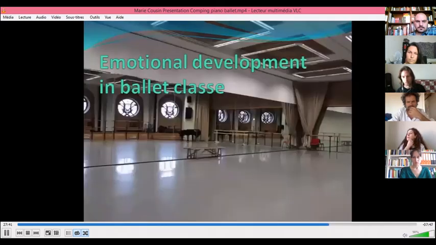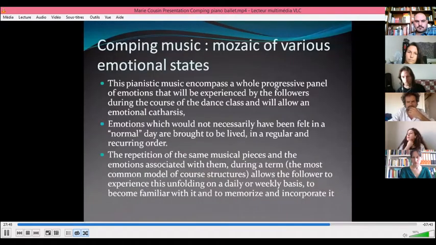Emotional development in ballet class. This pianistic music will encompass a wide progressive panel of emotions that will be experienced by the students during the course of the dance class and will allow an emotional catharsis on the one hand because of the expression through the feeling and the experience of the choreographed movements, and on the other hand, in the fact that emotions which could not necessarily have been felt in a normal day are brought to be lived in a regular and recurring order.